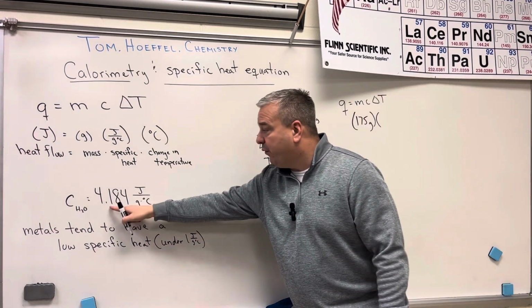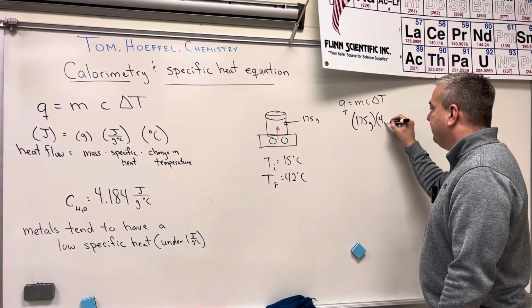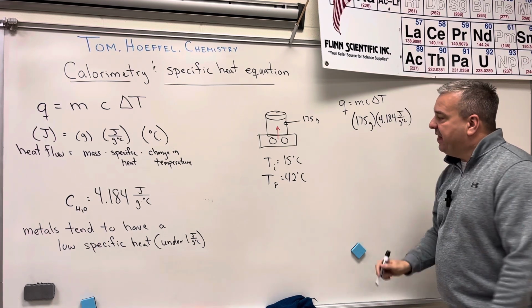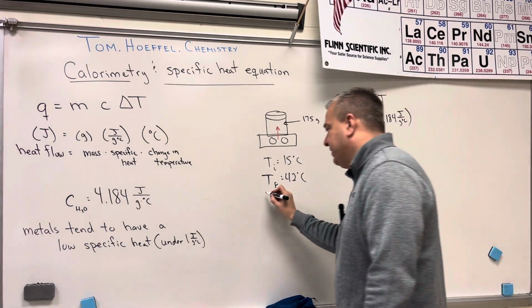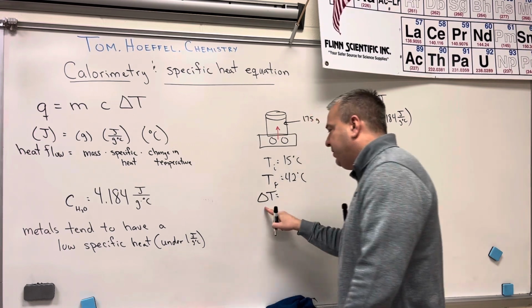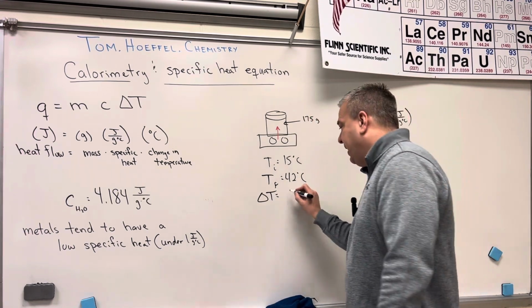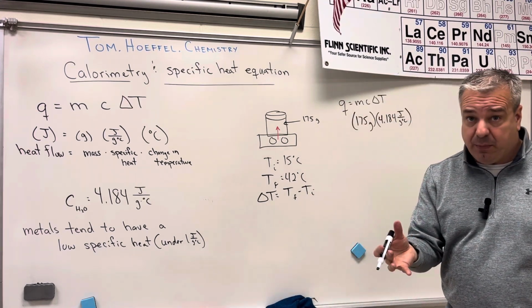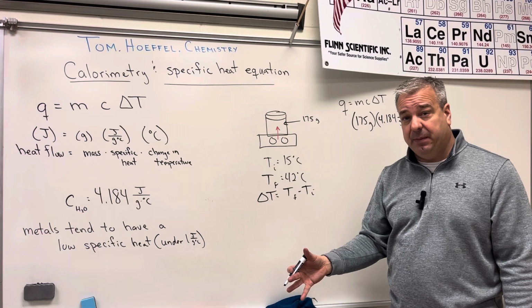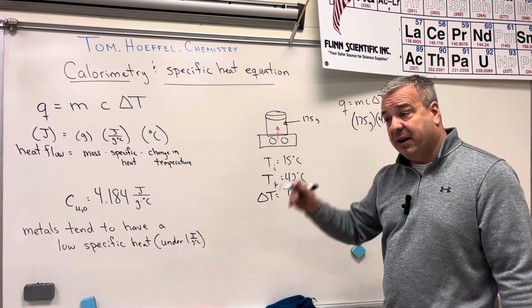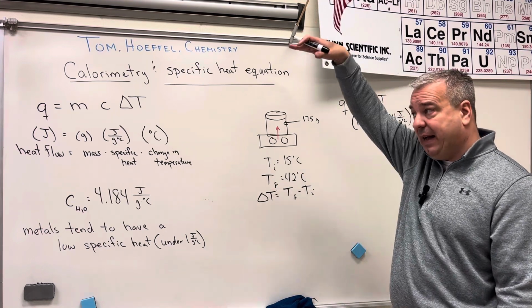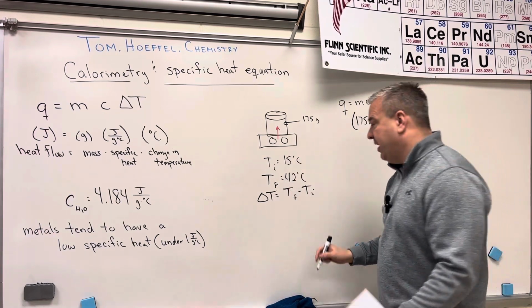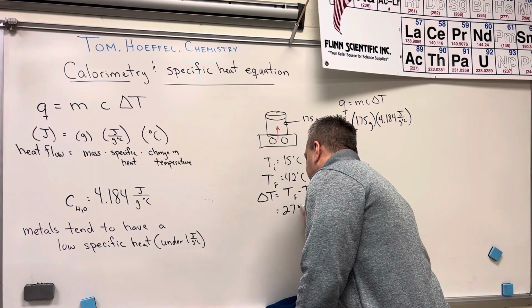The specific heat of water is 4.184. And then the last thing I need to do is figure out what the delta T is. Remember, whenever we do a change in anything, it's always going to be the final minus the initial. And this ends up being pretty important because sometimes you'll get a positive number and sometimes you'll get a negative number. Now, our temperature went from a low number to a high number. So 42 minus 15 is going to give us a change in temperature of 27 degrees Celsius.